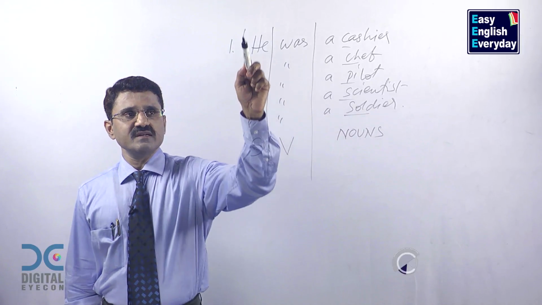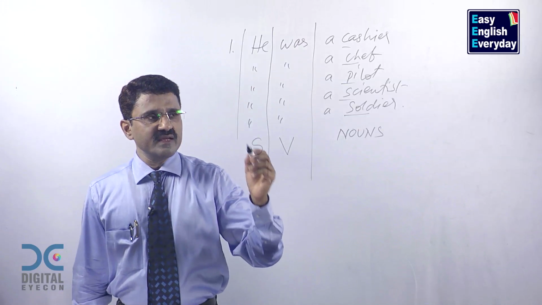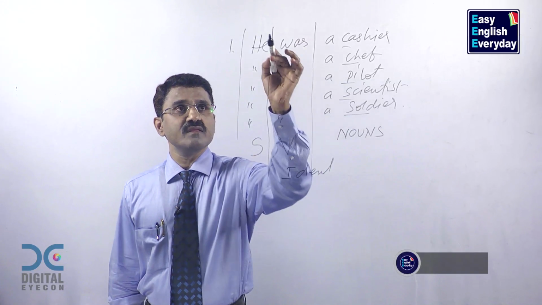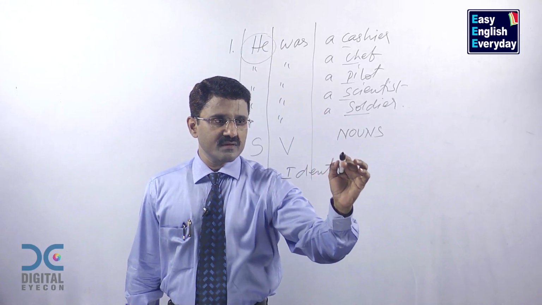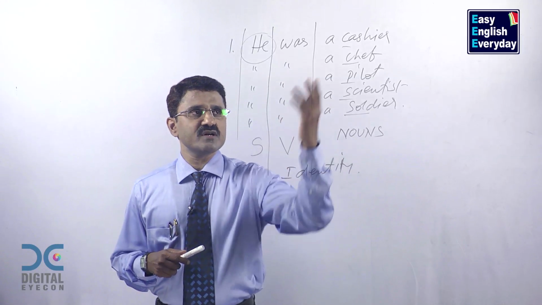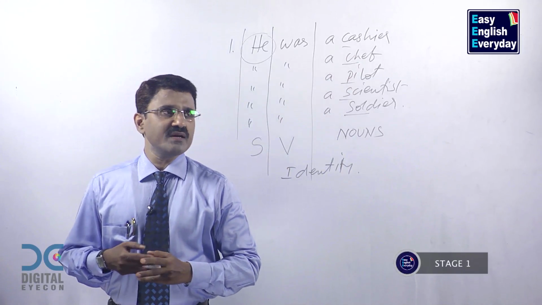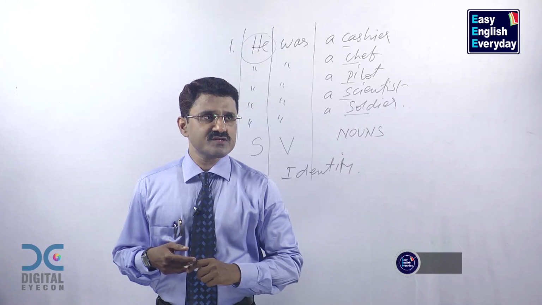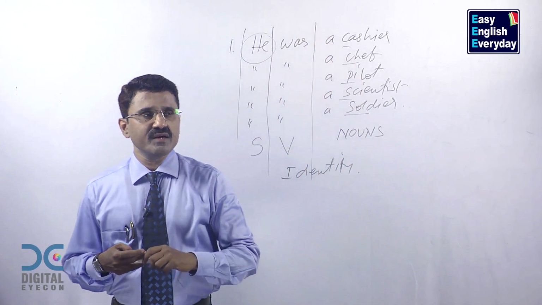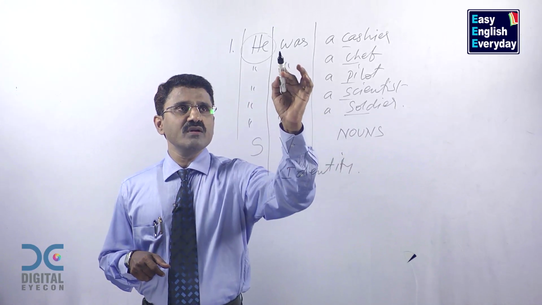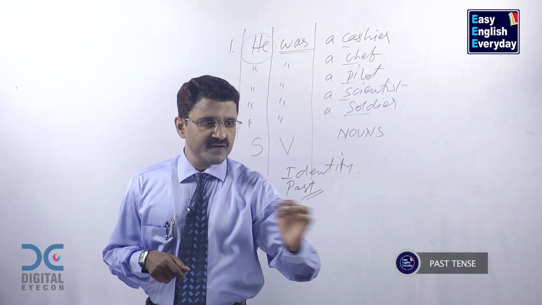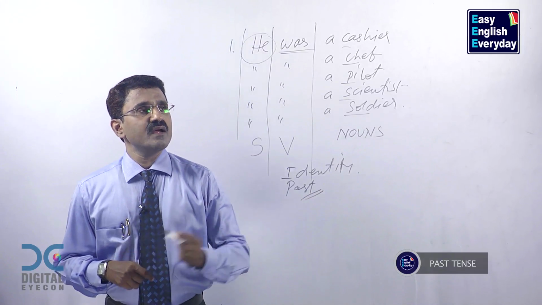What do these sentences indicate? These sentences indicate the identity of this person. He was a cashier, that was his identity. He was a chef, he was a pilot, he was a scientist, he was a soldier. These are the words which indicate the identity of the subject, and all these sentences are in past tense. So this is the first use of was.